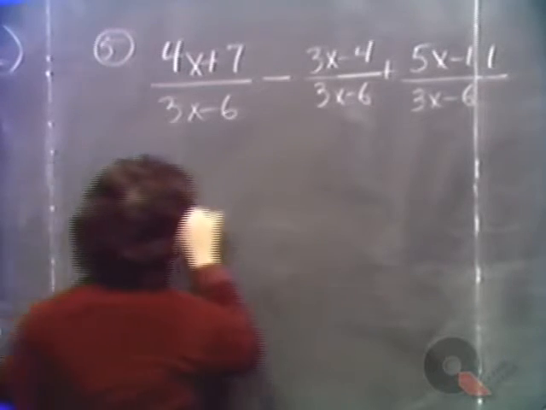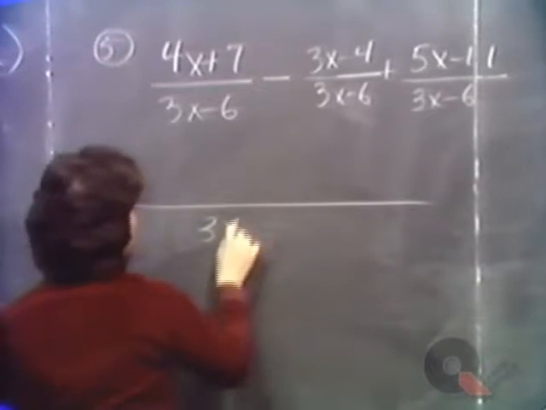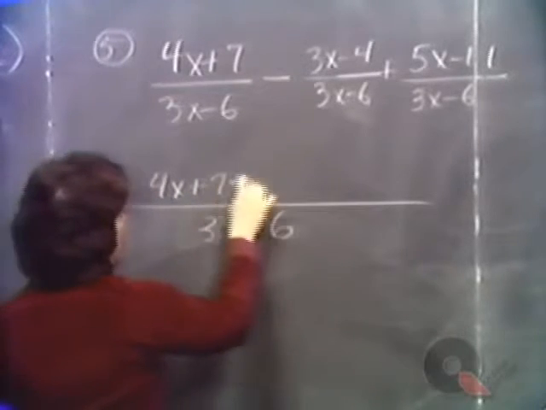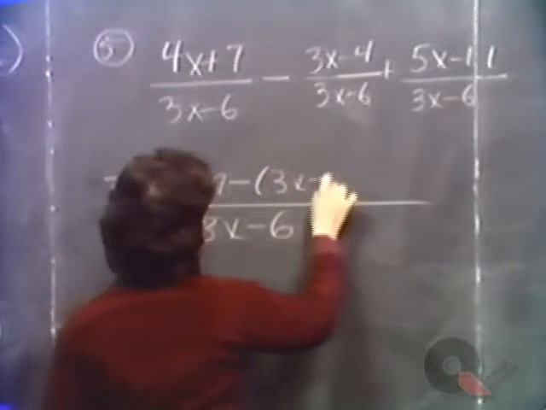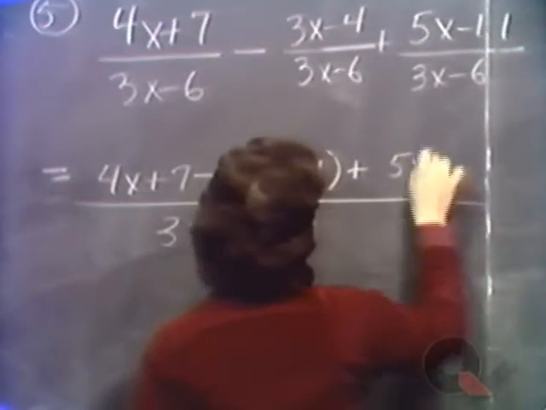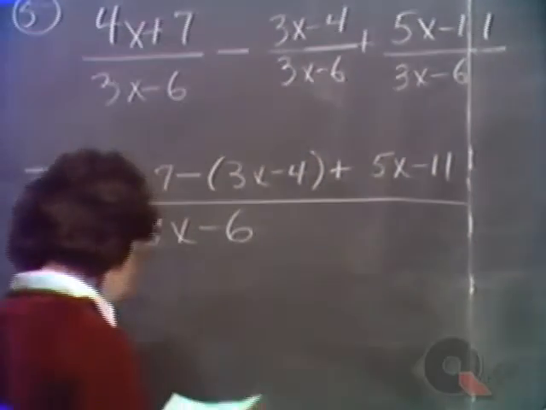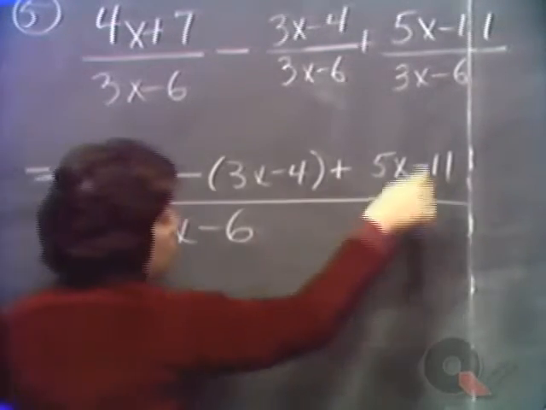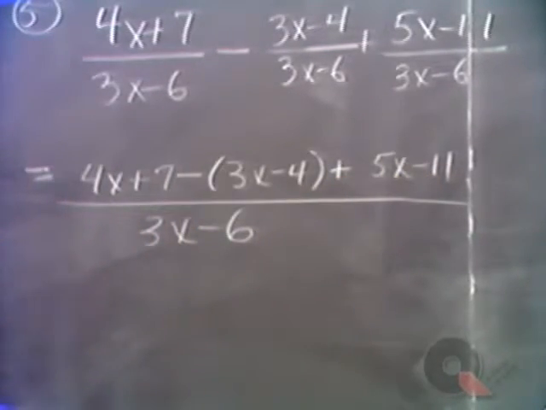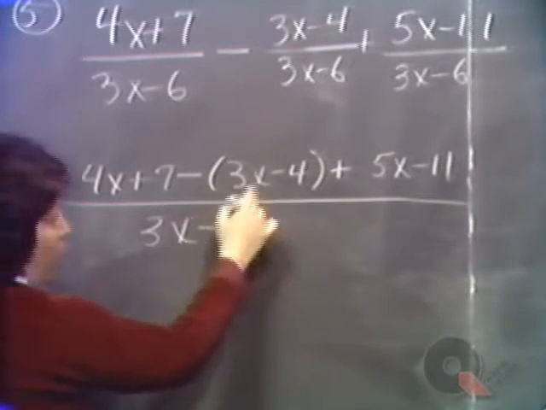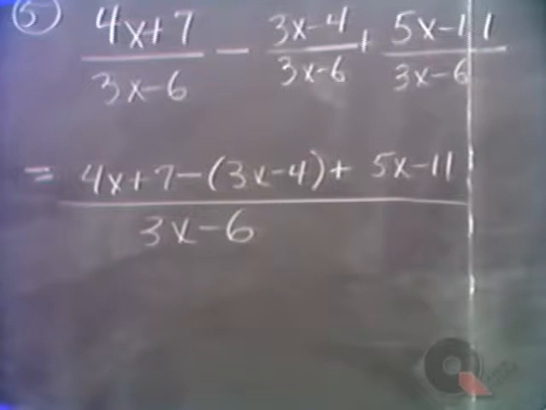So the common denominator is 3x minus 6. We have 4x plus 7, take away, in parentheses, 3x minus 4, plus 5x minus 11. Okay, you can put parentheses around each one, but of course with the plus sign it's not important. The only time you have to have it is with the minus sign, to indicate that both terms here are being subtracted.